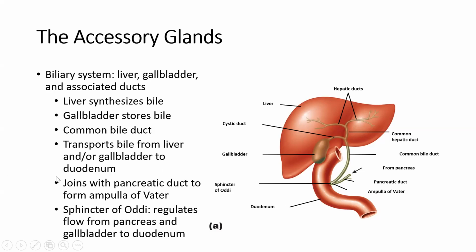And so those two openings are communicated together. So it joins with the pancreatic duct. So both the common bile duct and the pancreatic duct join together to form the ampulla of Vater. So the ampulla of Vater is the opening into the duodenum, and that is regulated or moderated by the sphincter of Oddi. So the sphincter of Oddi is a smooth muscle band that wraps around the ampulla of Vater and regulates how often this secretion is released into the duodenum.